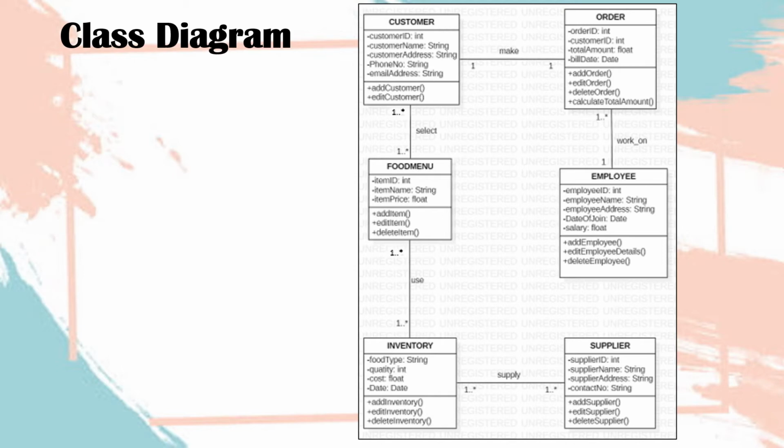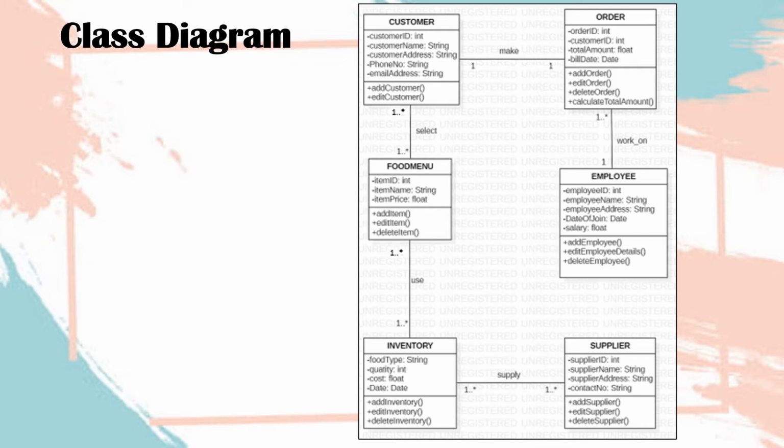For the employee table, they have 5 attributes which are employee ID, employee name, employee address, date of join, and salary. The data type for employee ID is integer. Then the data type for employee name and employee address are string. The date of join is date. The salary is float. The operators for employee have add employee, edit employee details, and delete employee.